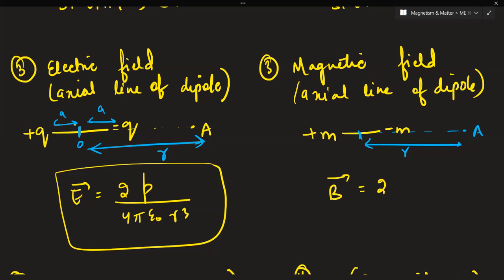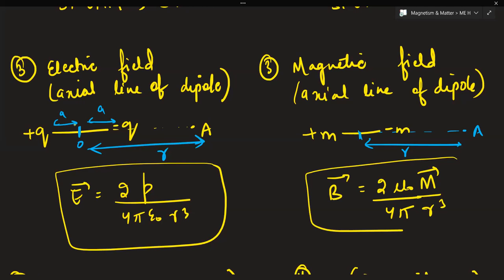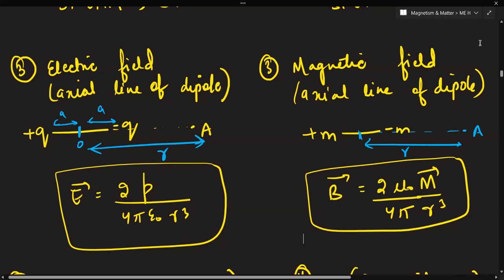So 2K. What is K? The constant in case of magnetics is mu naught by 4 pi. That 2K P, you do not have the electric dipole moment, you have the magnetic dipole moment divided by R cube. Like this. So this part is easy. This lesson is easy, honestly. This lesson is easier than the last lesson that we ended.